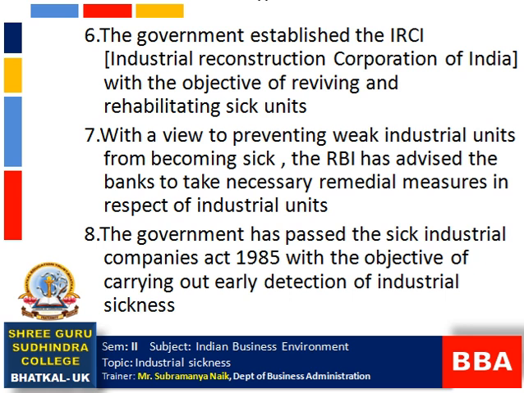The seventh remedy is preventing weak industrial units from becoming sick. The RBI has advised the banks to take necessary remedial measures in respect of industrial units at the stage of 50% erosion of their net worth. And the last remedy is that the government has passed the Sick Industrial Companies Act 1985 with the objective of carrying out early detection of industrial sickness and taking remedial measures for rehabilitating sick industrial companies.